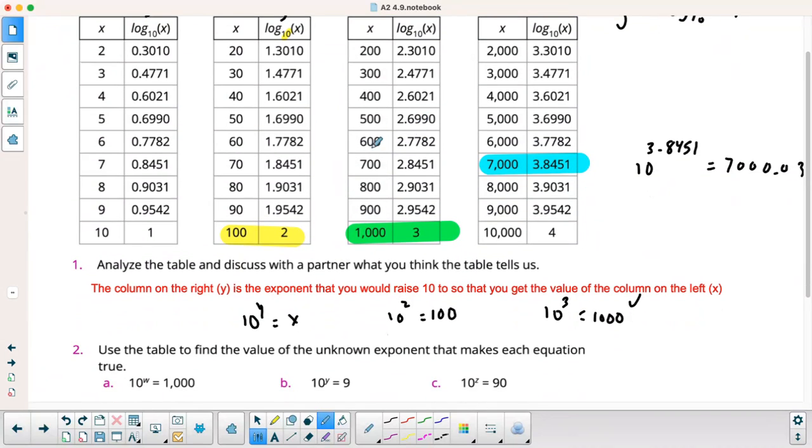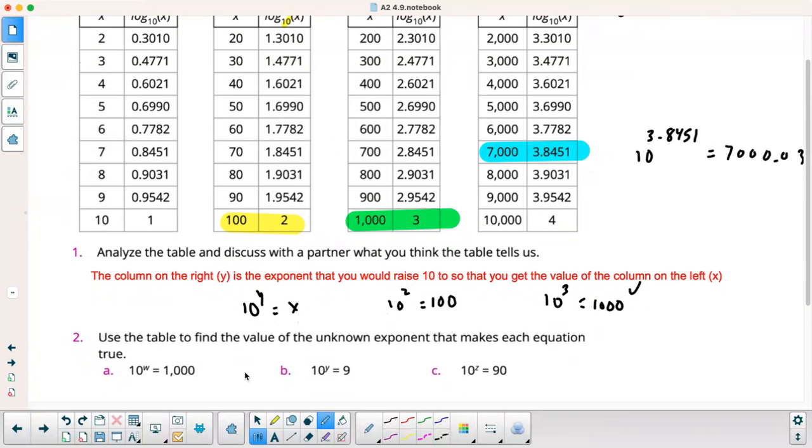All right, so this is going to be helpful now. Some of these you could do with mental math, like for this one here, 10 to the W equals 1,000. You can say, oh, well, 10 to the third would give me 1,000. But here you can't figure it out. The power is going to be less than 1 because 10 to the first is 9.